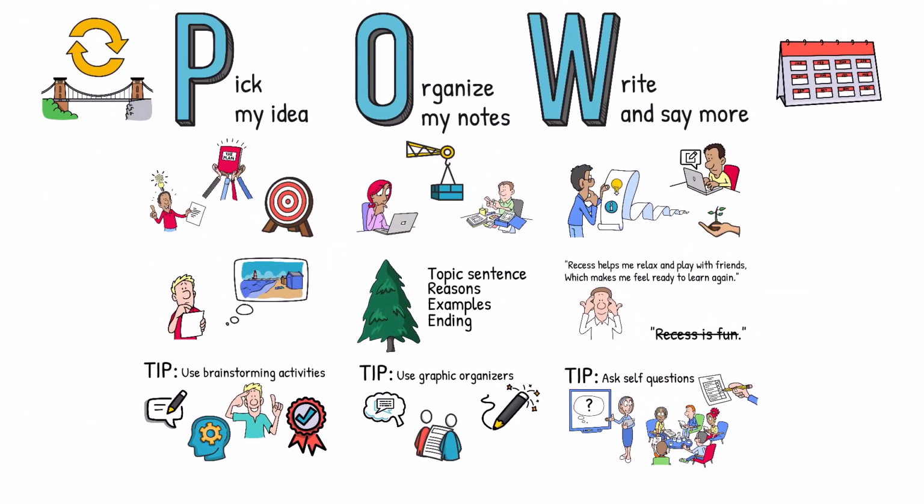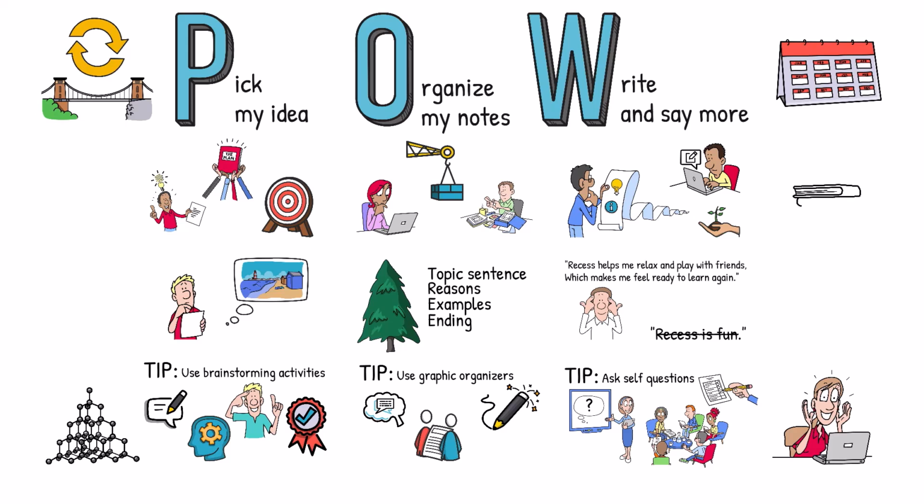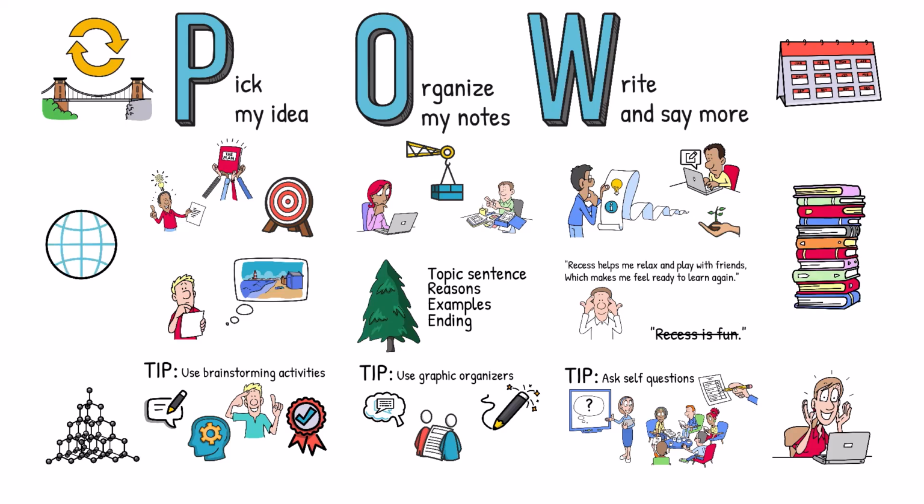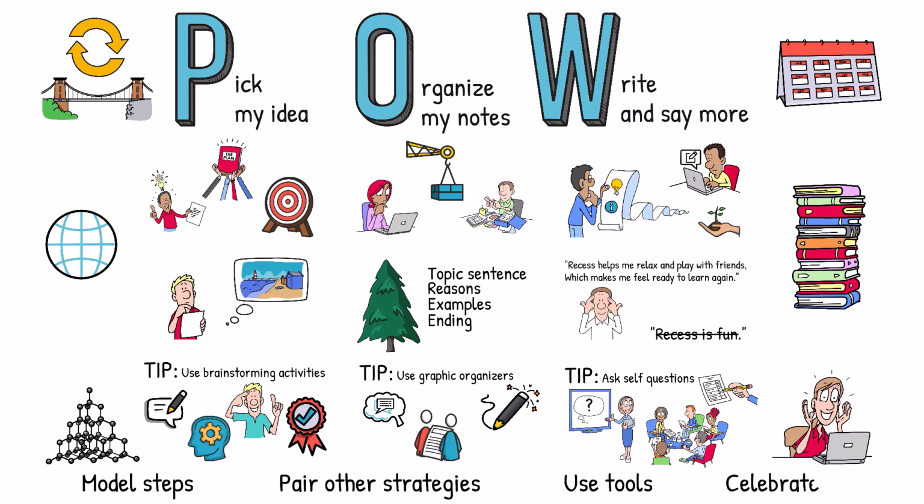POW is a flexible foundational strategy that helps students approach writing with confidence and structure. It's easy to remember and works across genres: opinion, narrative, informative, and beyond. Remember, model each step with examples. Pair POW with genre-specific strategies like tree, tide, or sea space. Use graphic organizers and sentence starters. Celebrate planning as part of the writing process.